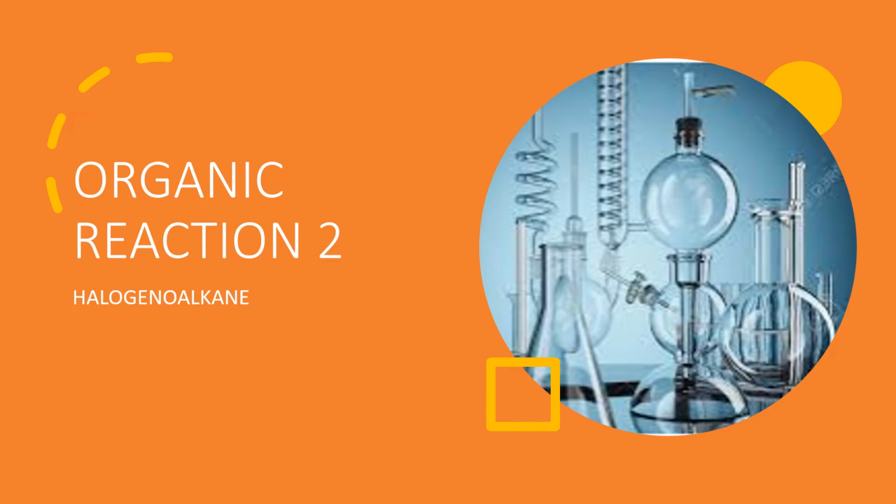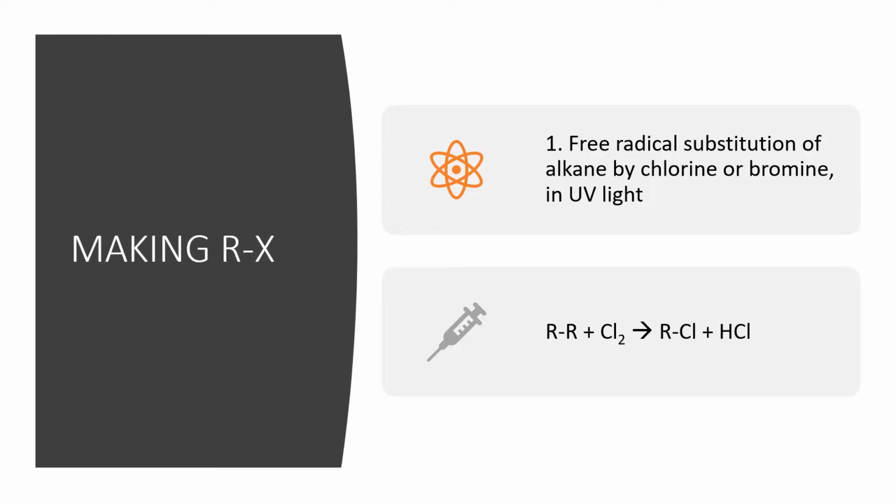In this video, we'll learn about organic reactions, especially for halogenoalkanes. First of all, we're talking about preparation to make RX or halogenoalkane. The first is free radical substitution of alkane by chlorine or bromine in UV light. The reaction happens between alkane and Cl2 to form RCl and byproduct HCl.